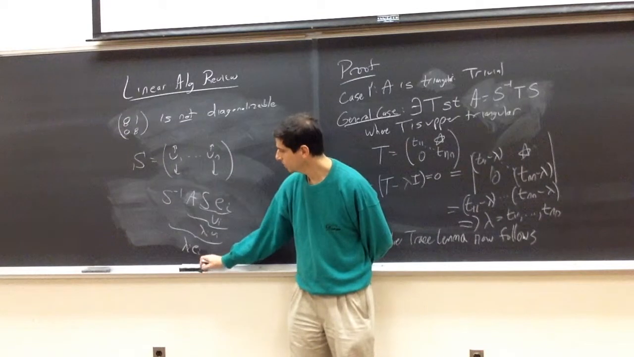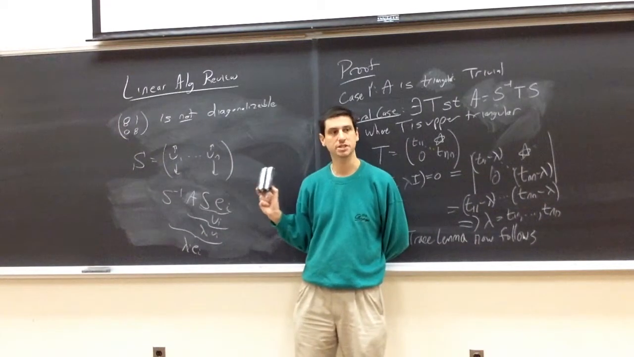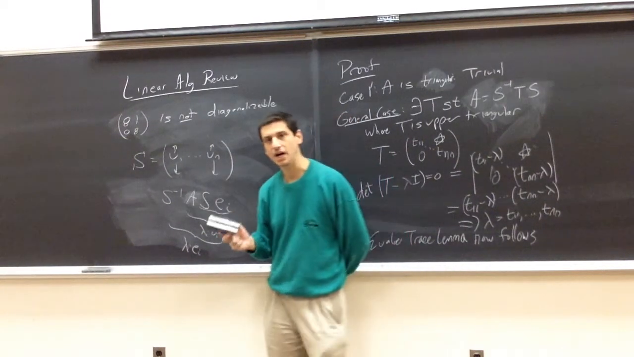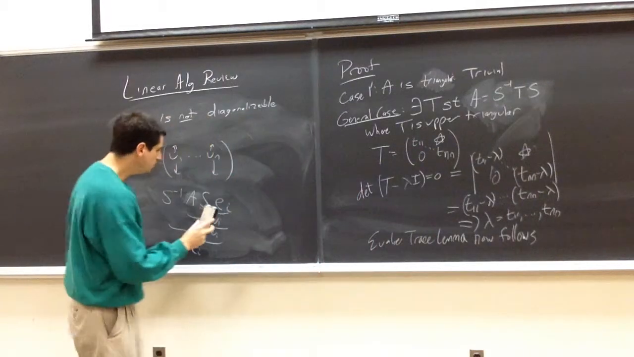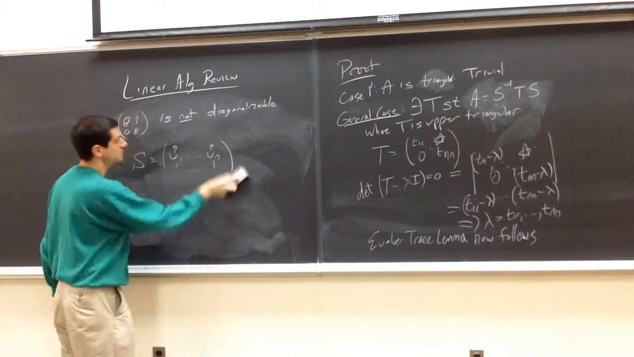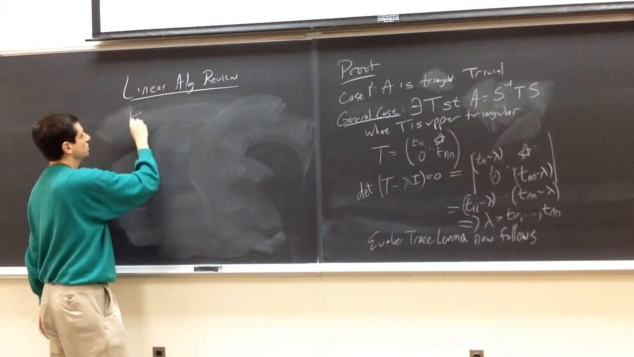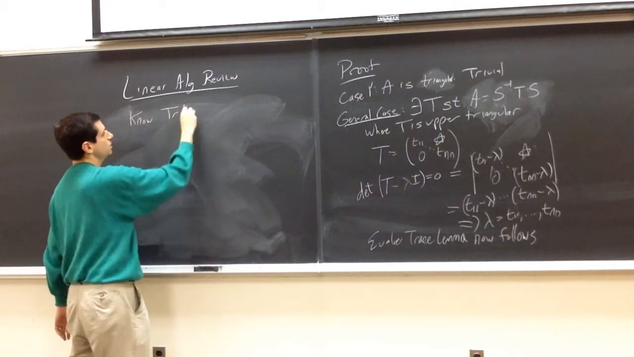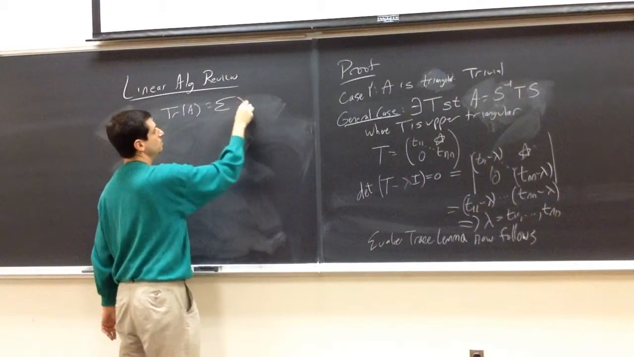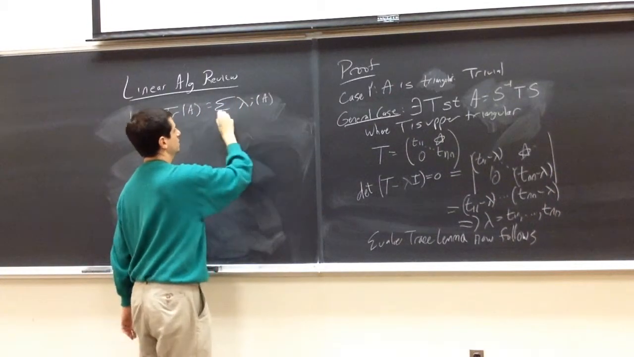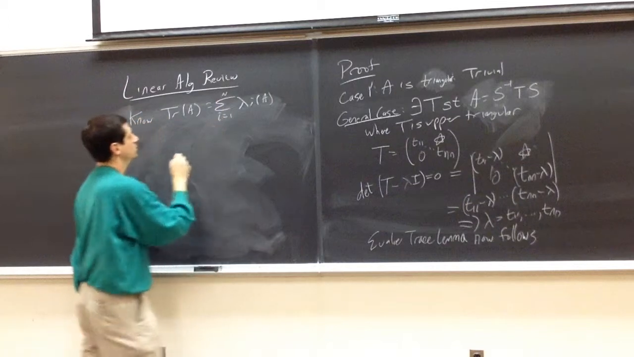Okay, so we have the eigenvalue trace lemma. This is the start of what we need. We need a little bit more than just the standard eigenvalue trace lemma. So we know the trace of A is the sum of lambda_i of A, i goes from 1 to n.